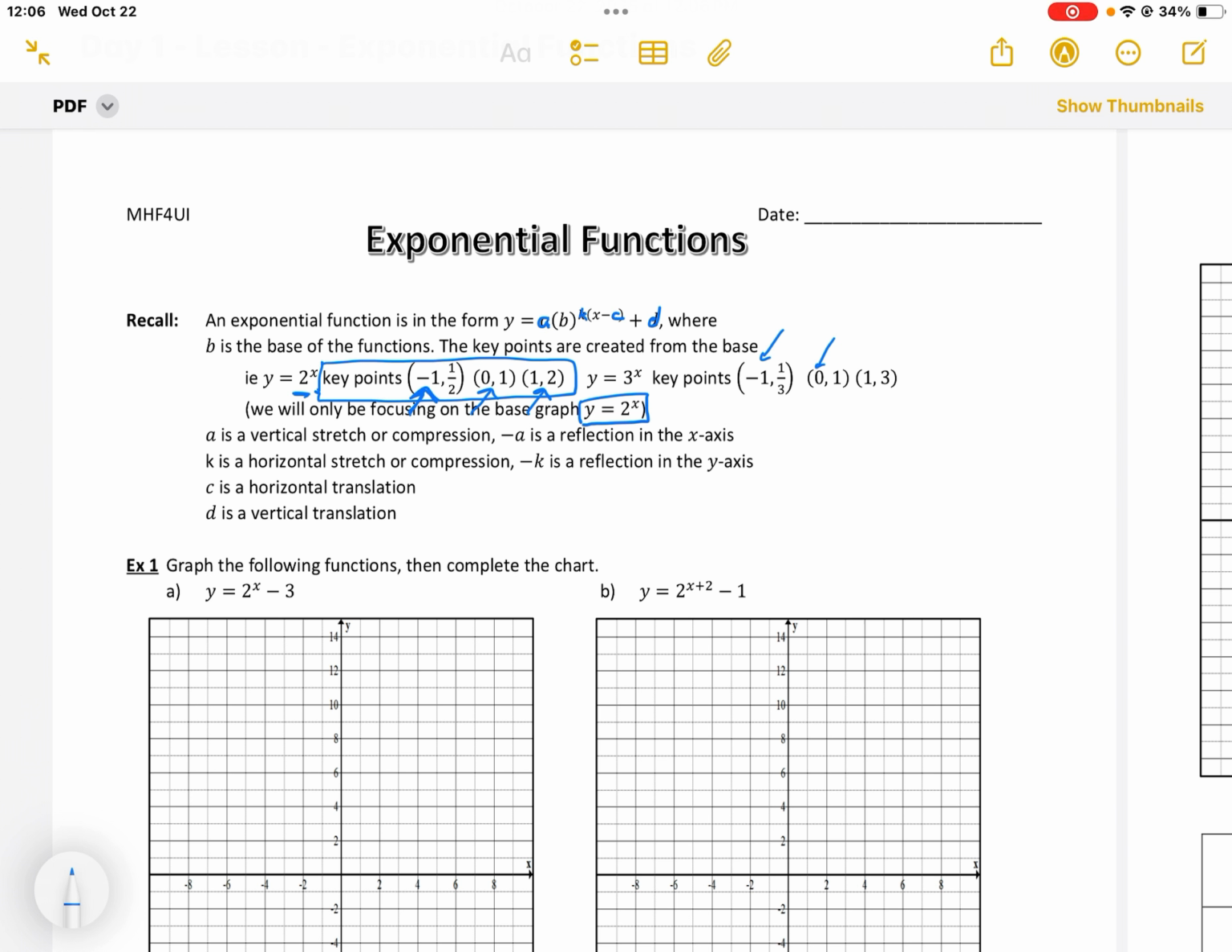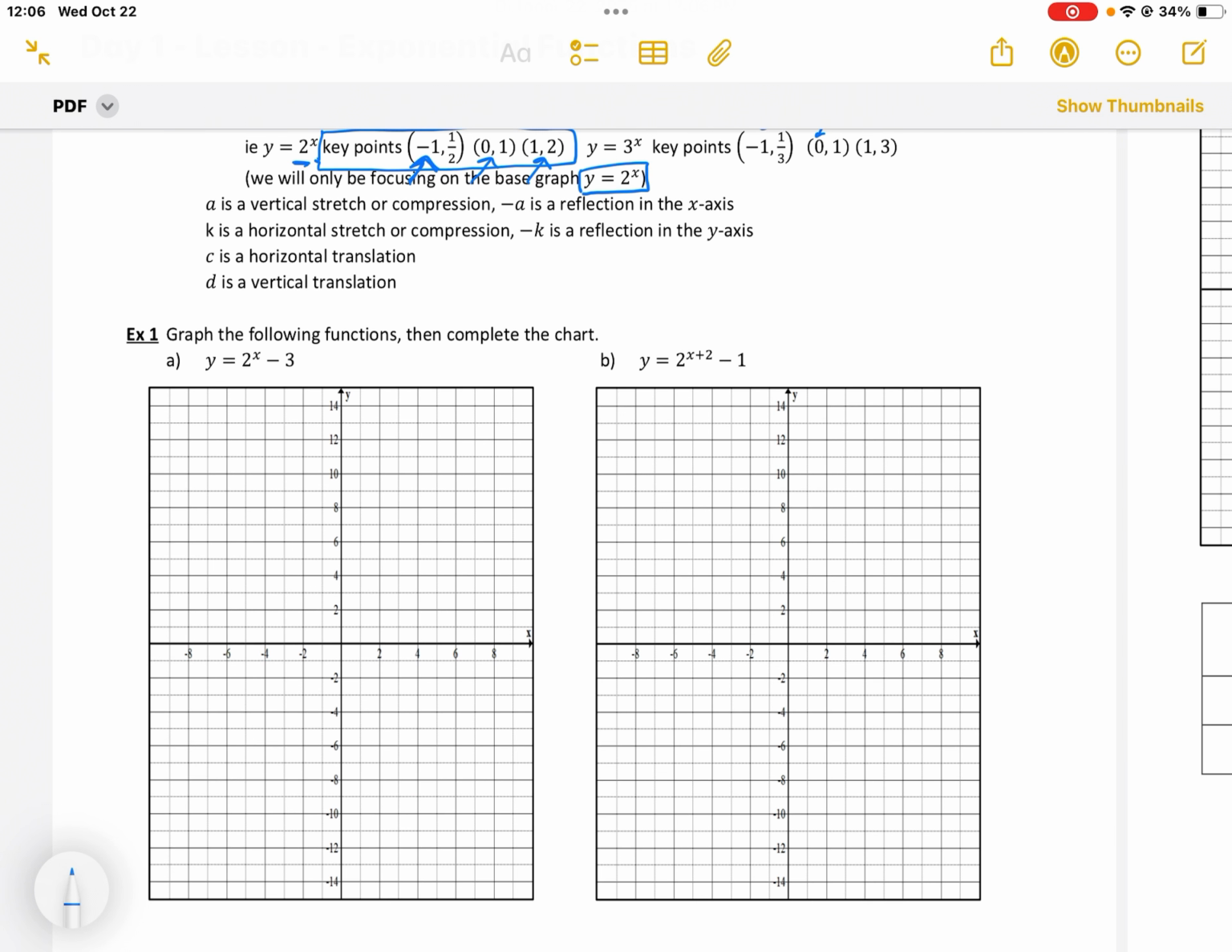The a, k, c, and d values are the same as in other transformations. a is a vertical stretch or compression. Minus a is a reflection in the x. k is a horizontal stretch or compression. Minus k is a reflection in the y. c is a horizontal translation, and d is a vertical translation.